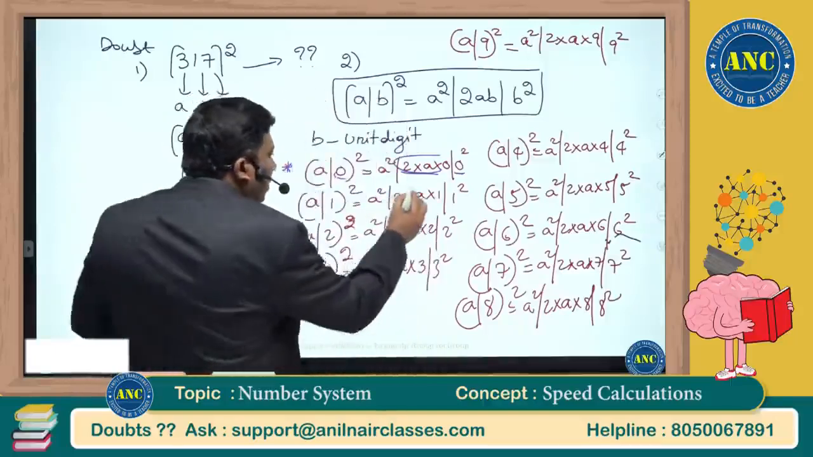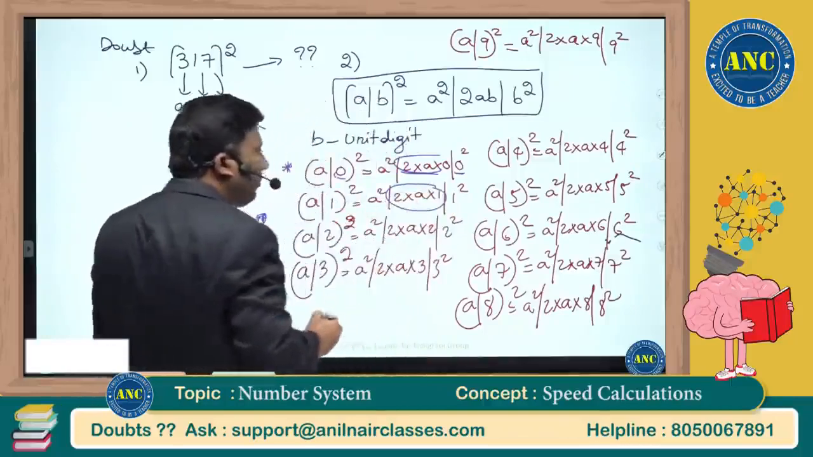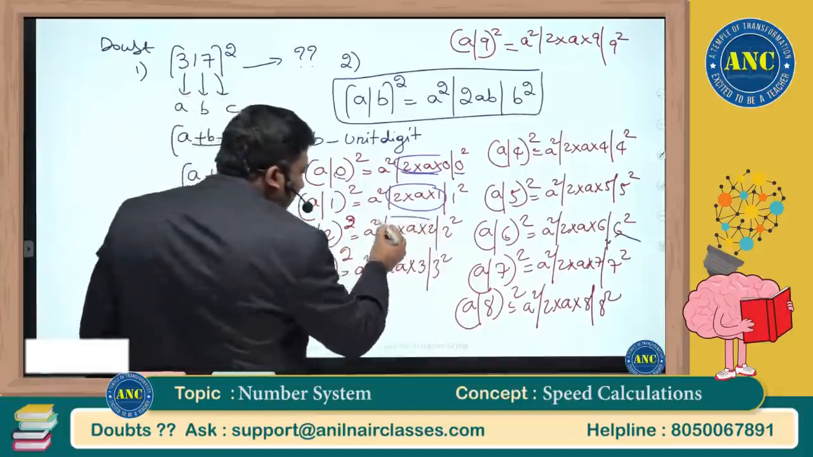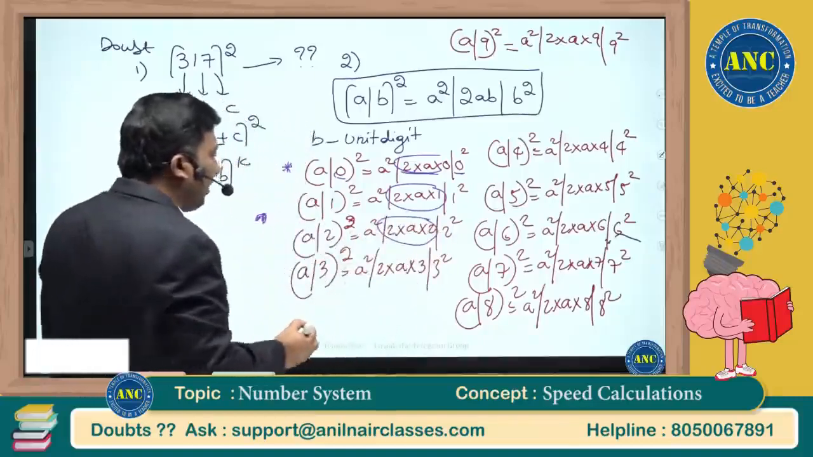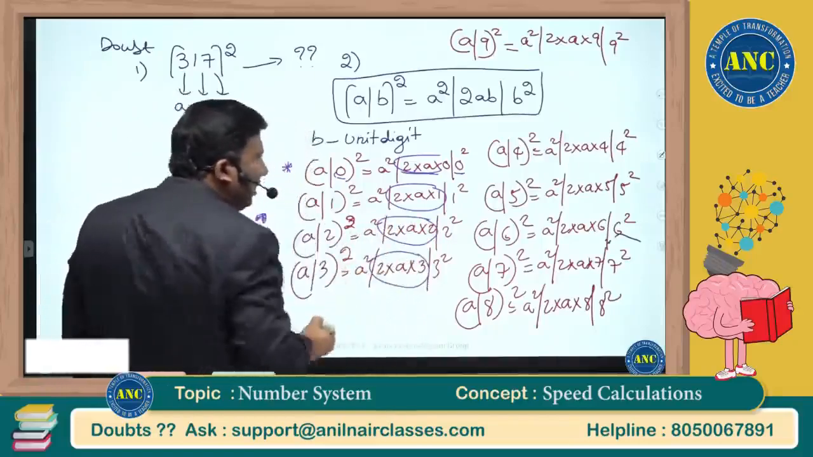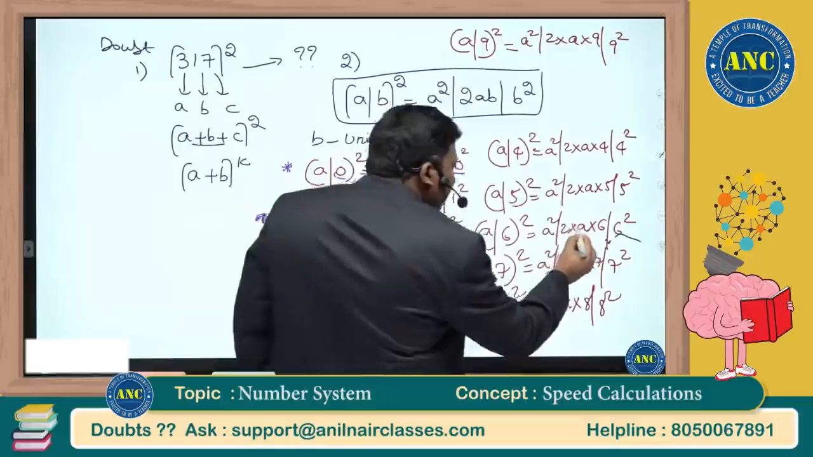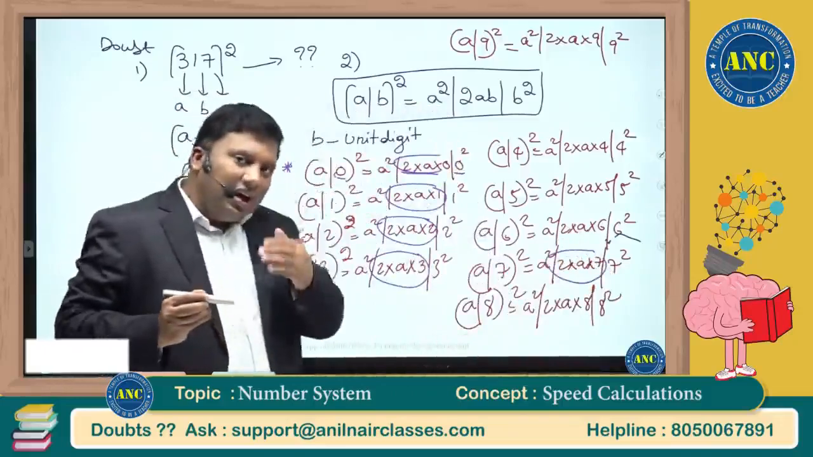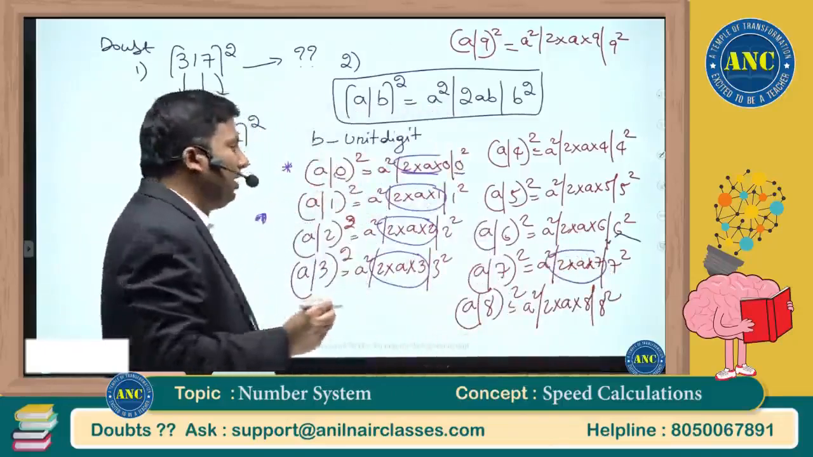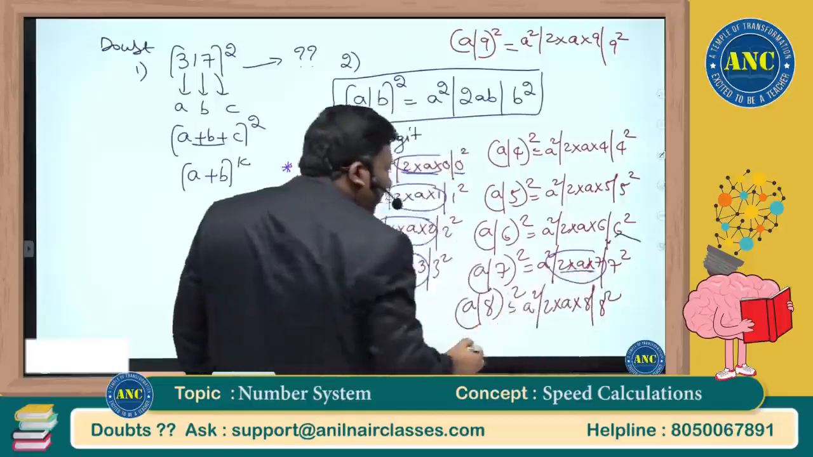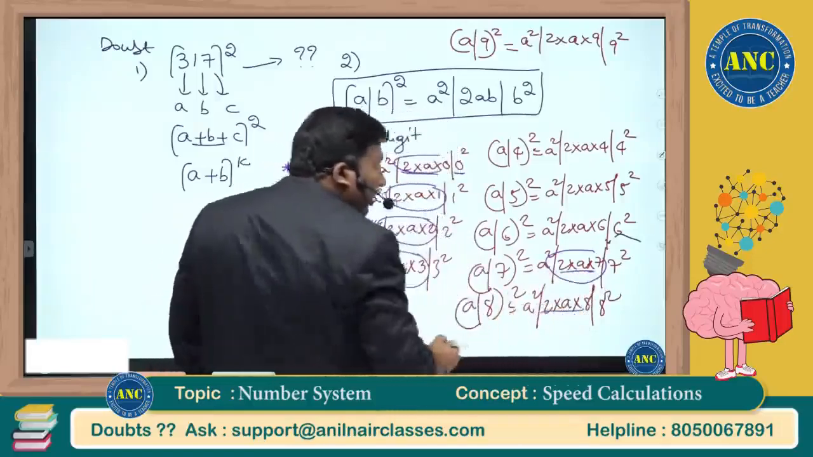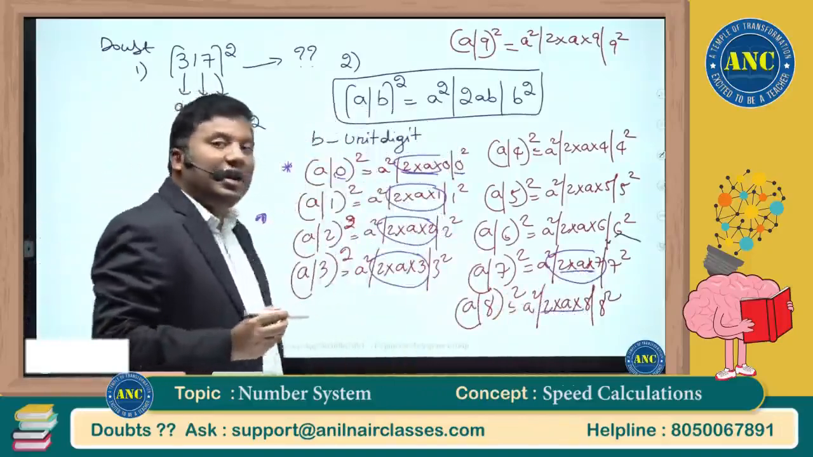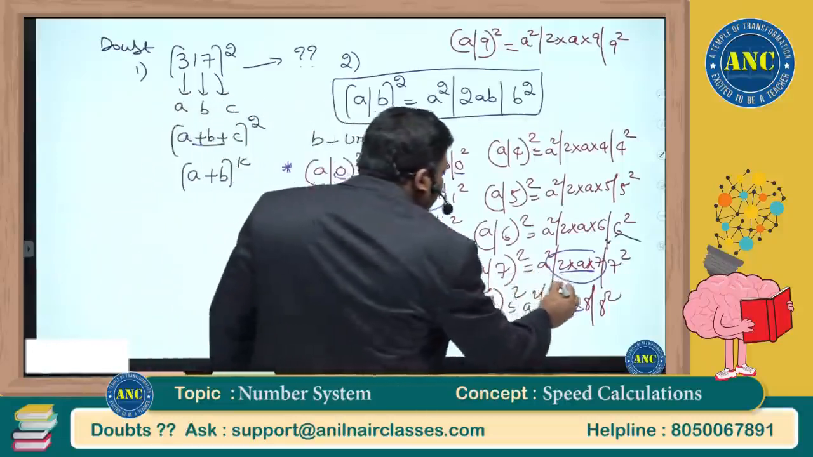A with 1 whole square. 2 into any number is an even number. 1 square is 1, so the same unit digit will be written. Now see here. 7 square is 49. I will write 9, 4 carried. 4 is an even number. Even plus even is also an even number. 8 square is 64. Write down 4, 6 carried. 6 is even. Even plus even is even.